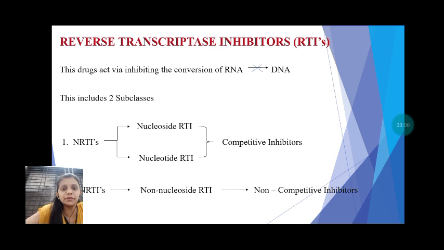NRTI is the nucleoside reverse transcriptase inhibitors. It further includes two main classes, that is nucleoside RTIs and nucleotide RTIs. Both are competitive inhibitors. Now what do you mean by competitive inhibitors? The drugs which compete with the substrate for binding at the substrate binding site on the enzyme. So they compete with the substrate for the same binding site on the enzyme. Now the NNRTIs, the non-nucleoside reverse transcriptase inhibitors. They are non-competitive inhibitors. So they have a binding site on the enzyme other than the substrate binding site.